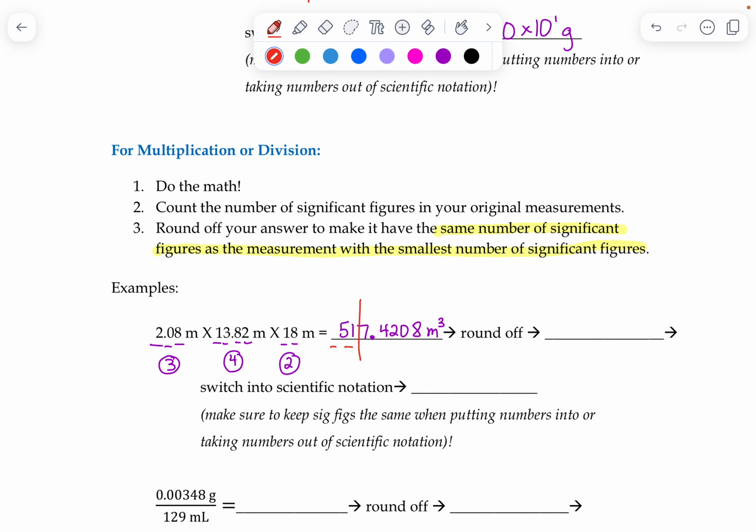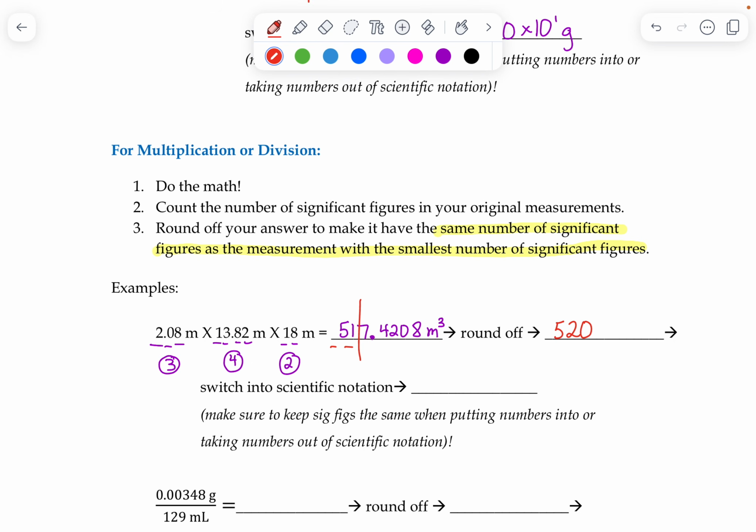Now the most common wrong answer that I see people write down is 52 cubic meters. So if that's what you were thinking, you're in good company. The problem with that is that you're rounding the number 517.4208. 517 is nowhere close to 52, but it is close to 520.